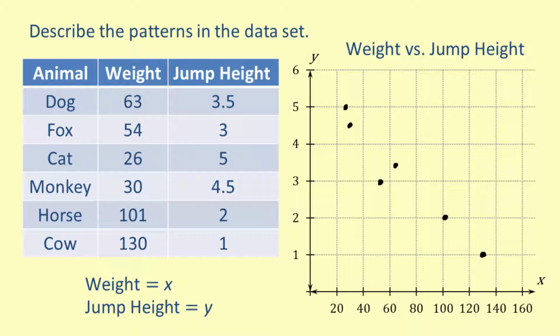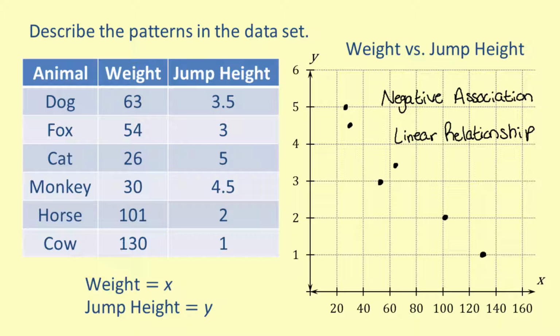Notice that the points generally fall from left to right. Therefore, weight has a relatively strong negative association with jump height. The points also loosely conform to the shape of a line, so we can describe the relationship as linear.